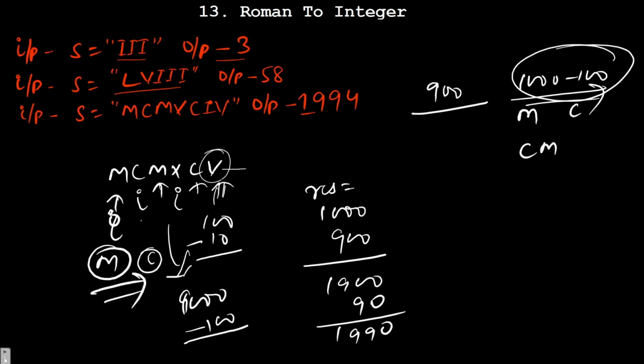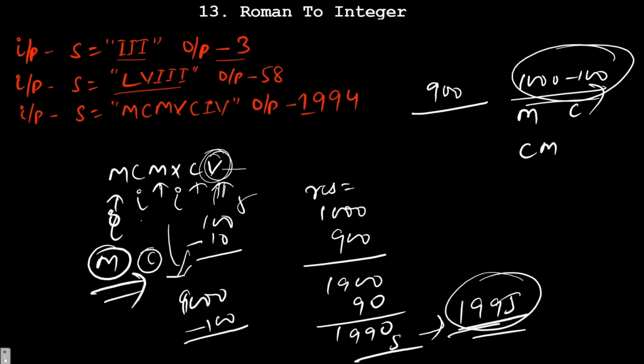The value of this is going to be equal to 5, and we have to add this value to the current result, which is going to be equal to 1994. So yes, we have found our value using this method.